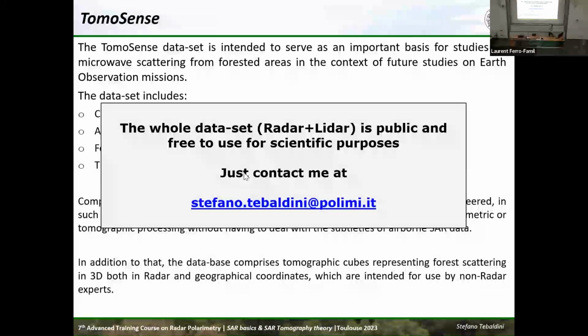And if you want this data set, all you need is a fast internet connection, because if you want the radar data, I think it's about 400 gigabytes. But if you're happy with just the tomographic cubes and reference data, it's much less. There's no FTP, but if you send me an email, I will reply with another email with the link.